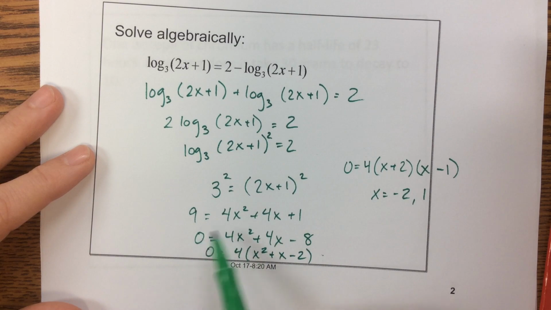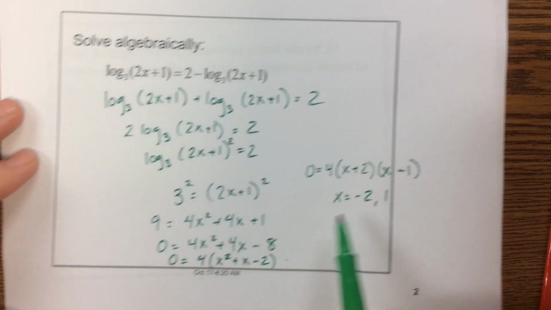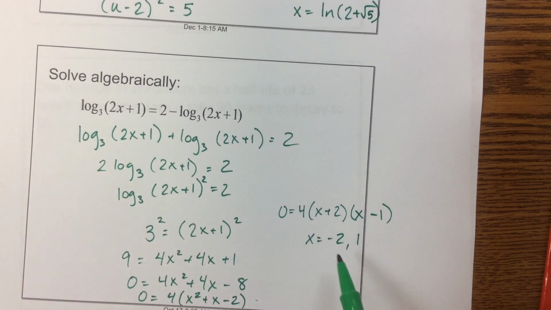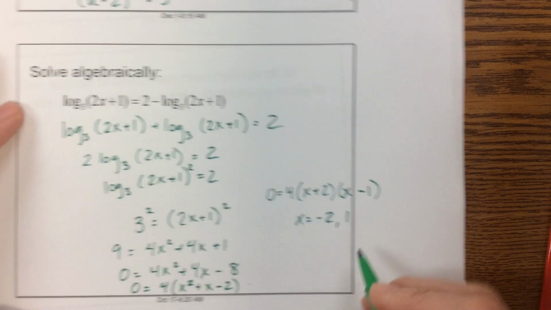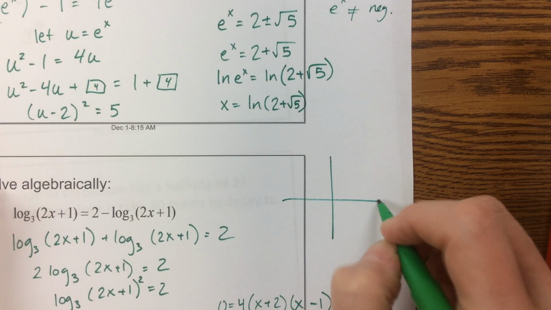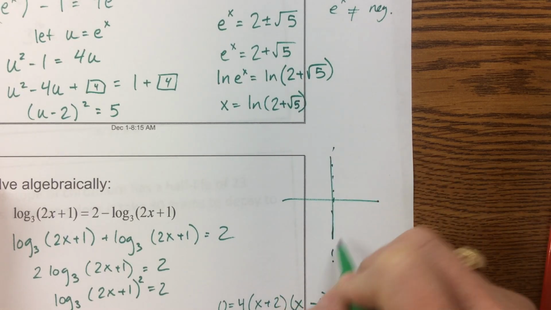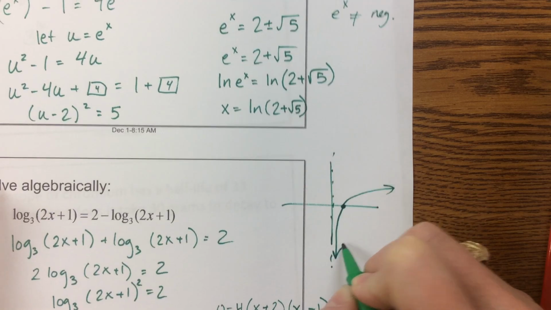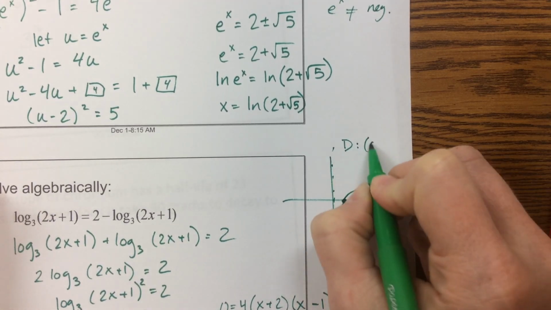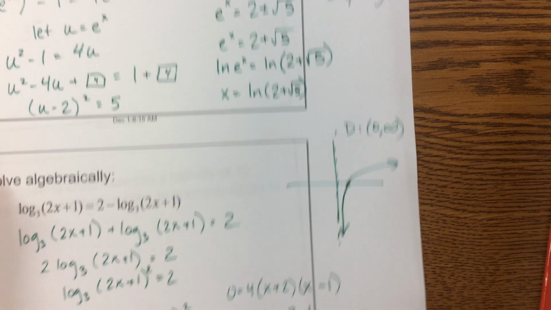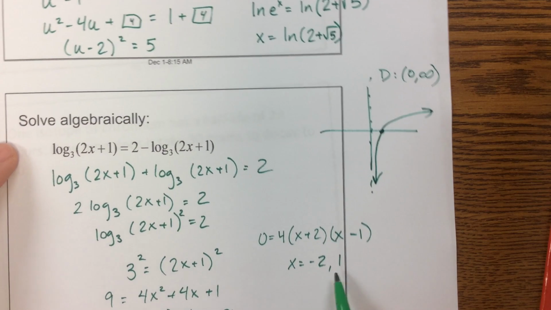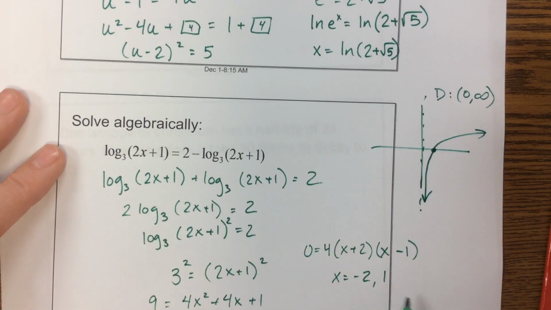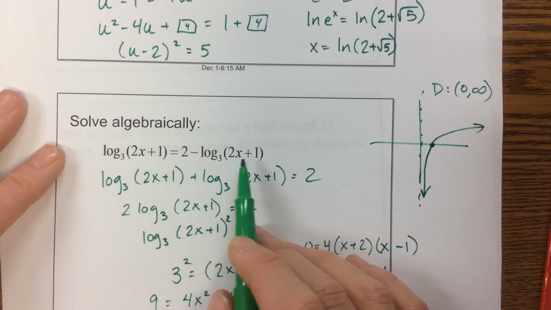So I went ahead and FOILed that out and set it equal to 0 and then factored, and I got two numbers. And here's what I wanted to point out. If you remember, your log graph has an asymptote. So just the parent function of a log looks something like this. So the domain is only positive values. So if I get a negative solution here, I need to go back and see if it will work. Actually, whatever solution I get, I need to go back and make sure it works.